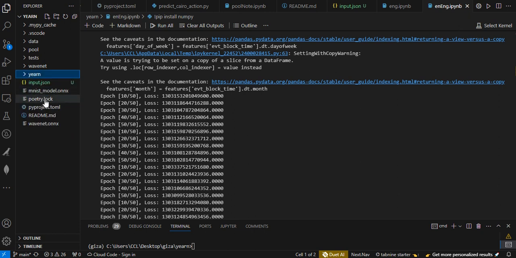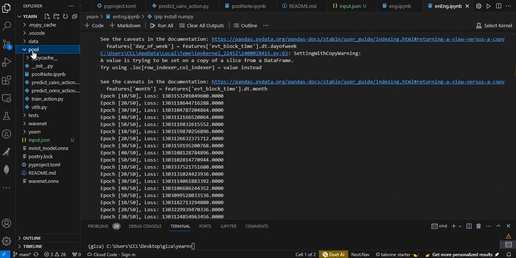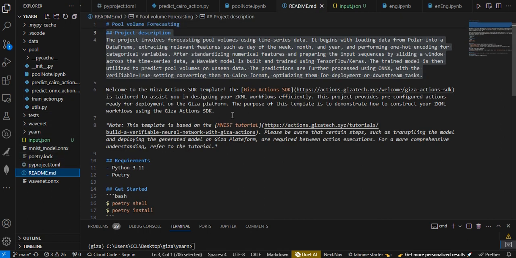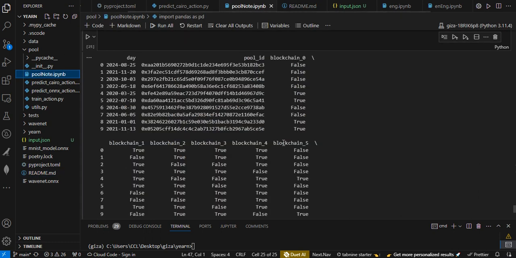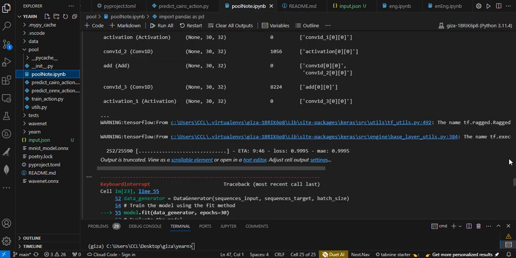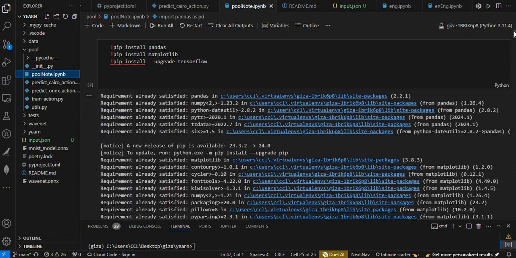Now let's talk about pool. My project description: we're forecasting pool volumes using time series data. It begins with loading data from polar into a data frame, extracting relevant features such as day, week. Where is it? Here, my pool notebook. Let me drag it to the top.